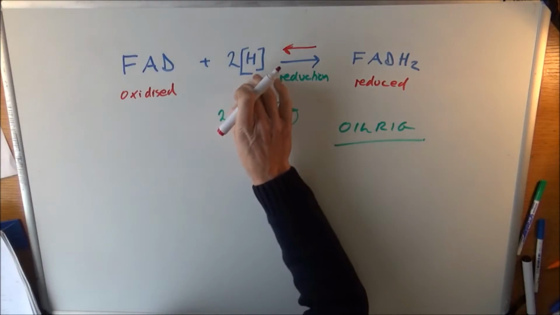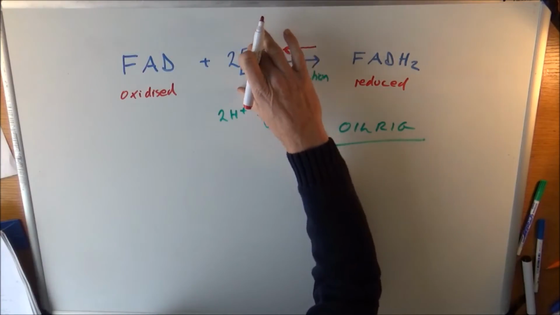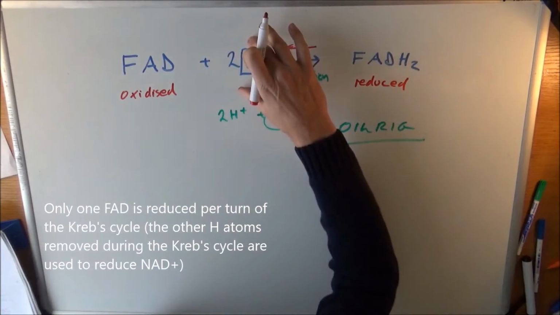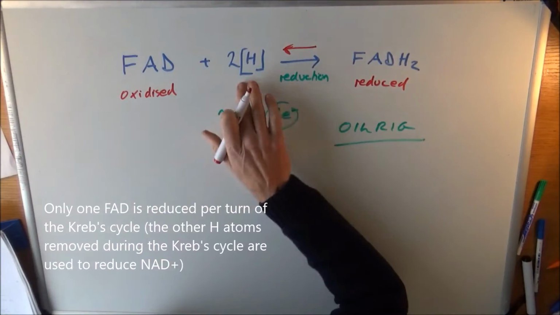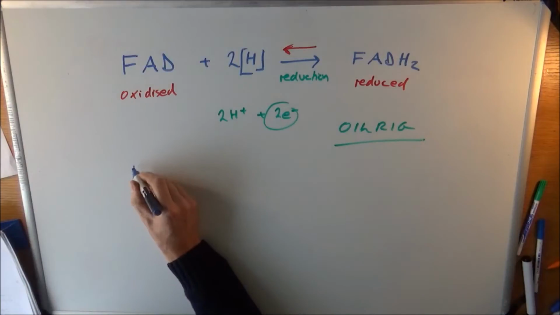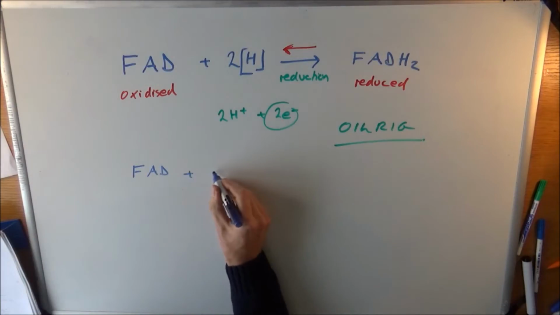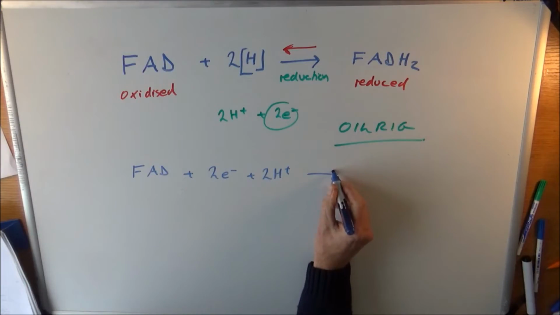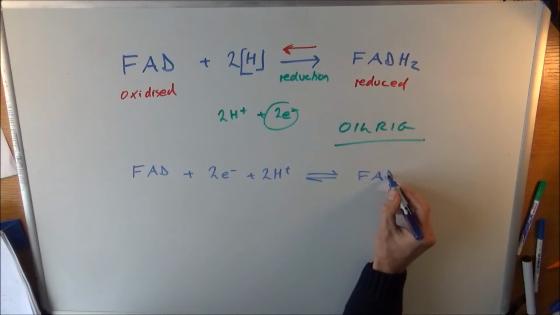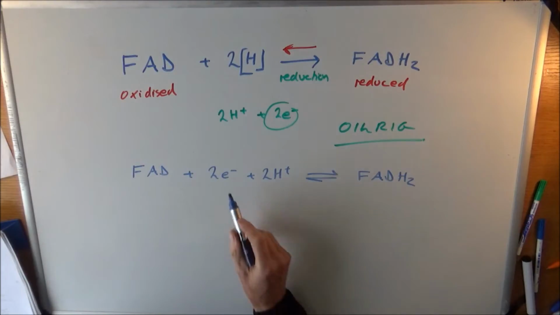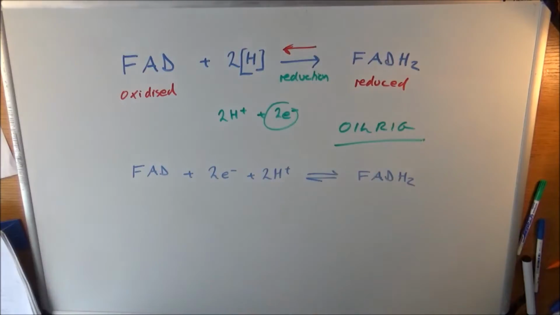So FAD can collect the hydrogens from, well, it collects them from Krebs cycle actually, and then it forms a reduced form, and then it can release them on to the electron carriers of the inner mitochondrial membrane. So strictly speaking then, if we want to write a correct equation for this, we would write FAD plus 2 electrons plus 2 H plus, and it's a reversible reaction, and it gives us the reduced form FADH2. So that would be a sort of correct version, a bit more information than just writing a hydrogen in square brackets.